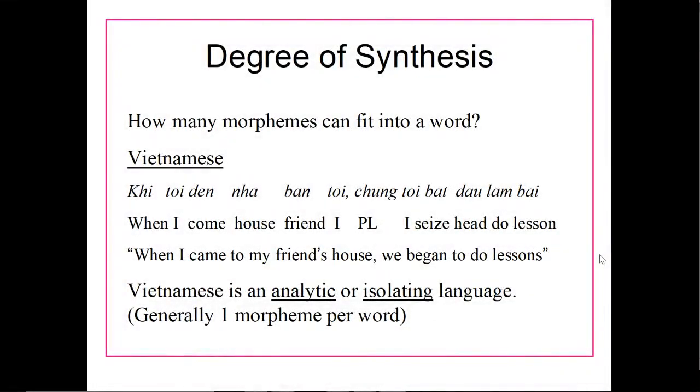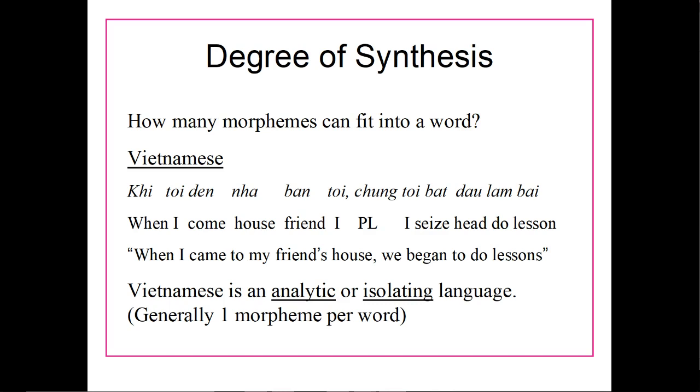So there's also something called degree of synthesis. Degree of synthesis looks at how many morphemes fit into a word. So when we were looking at fusion, that's how do the morphemes get put together. Degree of synthesis is when they are put together, how many can go into one word.